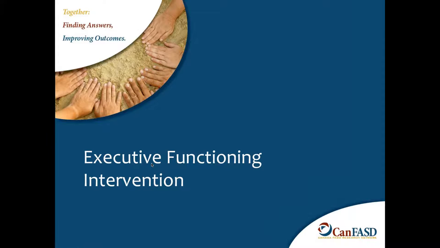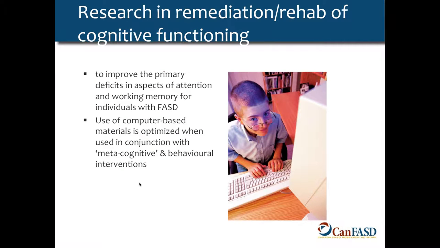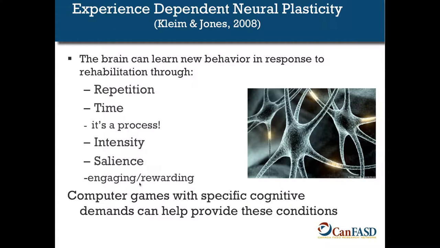So I'm going to speak about executive functioning intervention, and this builds off of the attention process that Carmen was just referring to, that Dr. Kim Kearns has done some initial research on, and that we have worked with her in partnership to further develop. And really what we're looking at, this is research in remediating cognitive functioning, and is developed out of traumatic brain injury research, looking at how do we improve deficits in aspects of attention and working memory, and in this situation, specifically applied to FASD. So what we're doing is using computer-based materials that are specifically geared towards attentional and inhibitory training in conjunction with metacognitive and behavioral interventions, and I'll explain both of those components of this intervention.